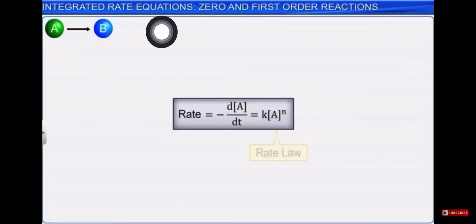From the name only you can understand integrated, right? You have already studied in your physics what is integration, that is limiting, non-limiting, 0 to 1, 0 to n, etc. So we are going to see the integrated rate of reaction for two different reactions, that is zero order reaction and first order reaction.